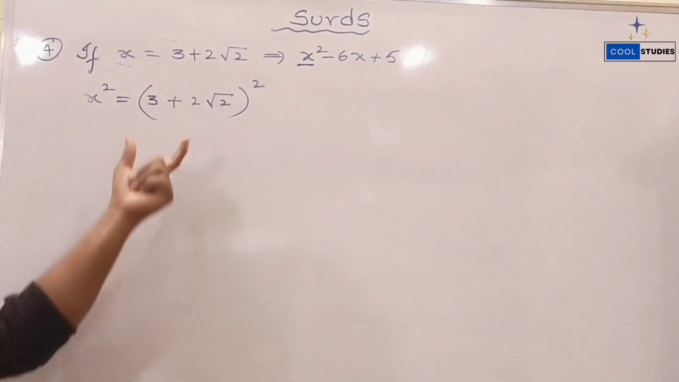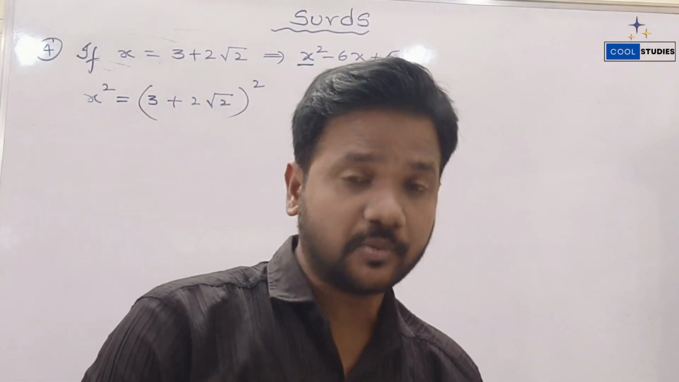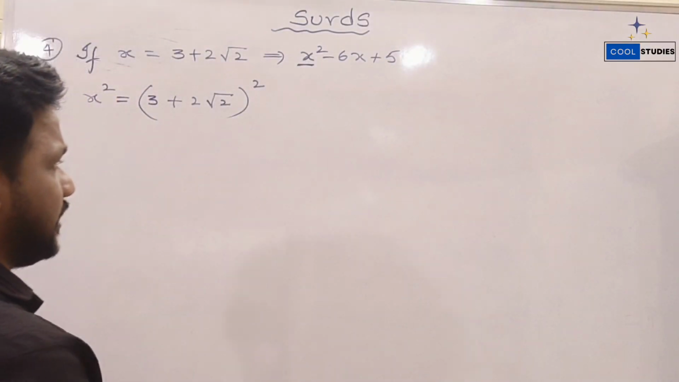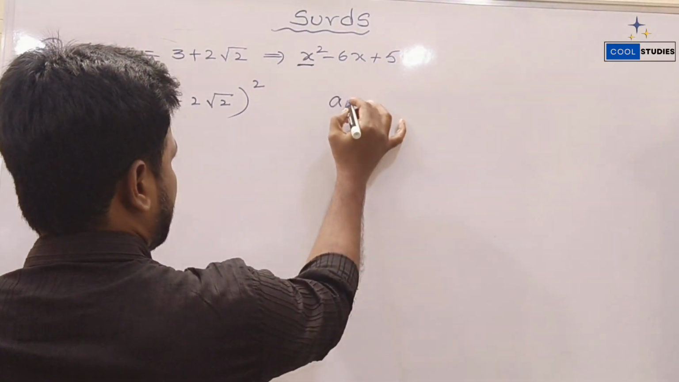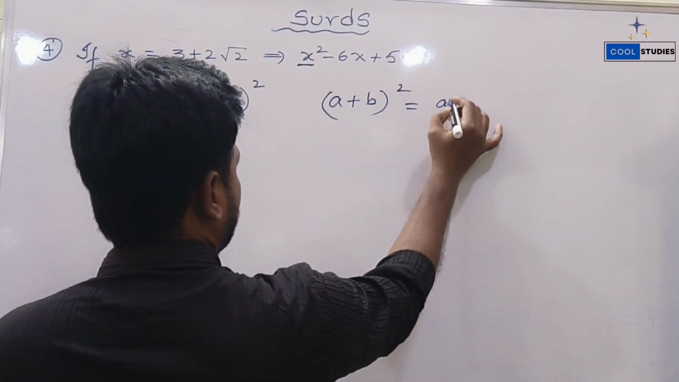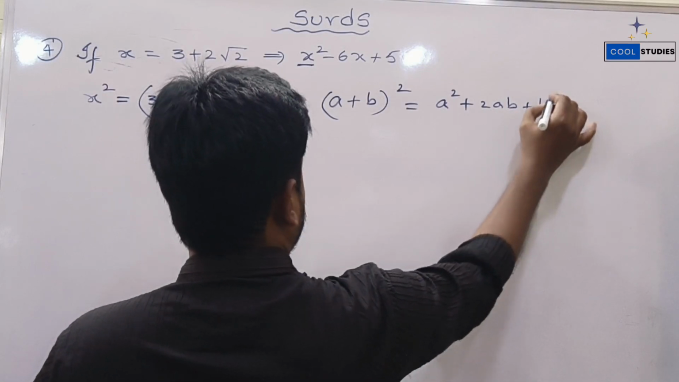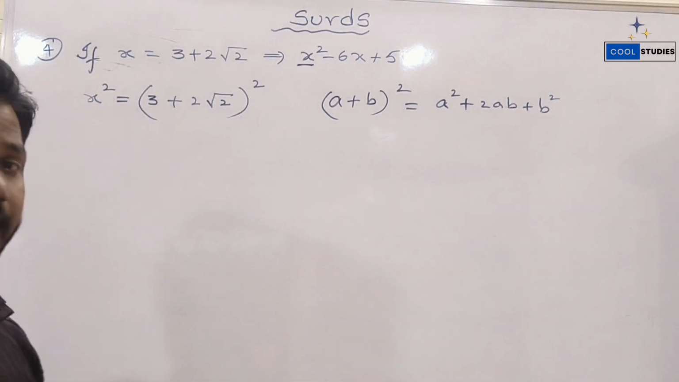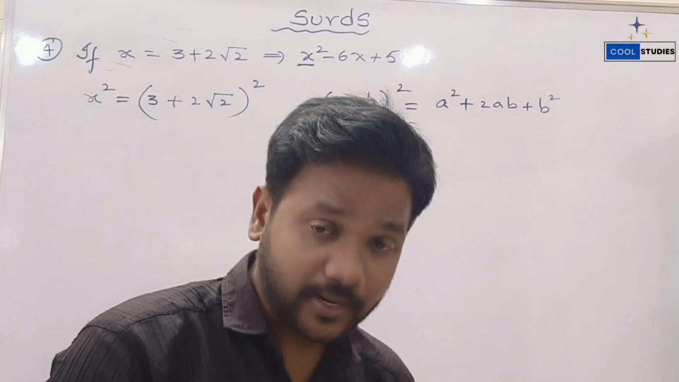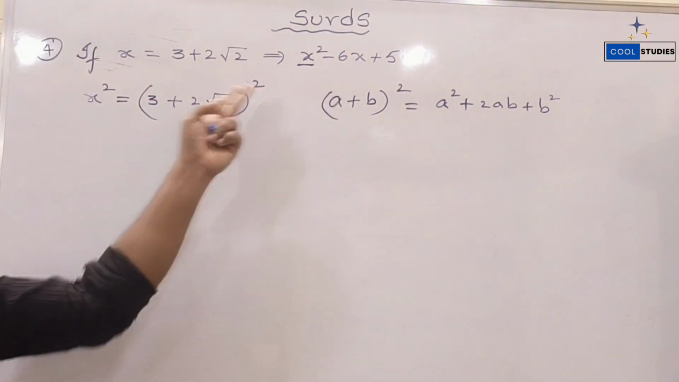Now we know a plus b whole square. So what is the formula here? Let us write it here. The formula of a plus b whole square: a square plus 2ab plus b square. Right? This is the formula. Let us expand here a plus b whole square.